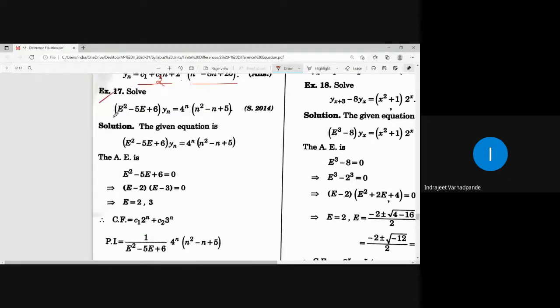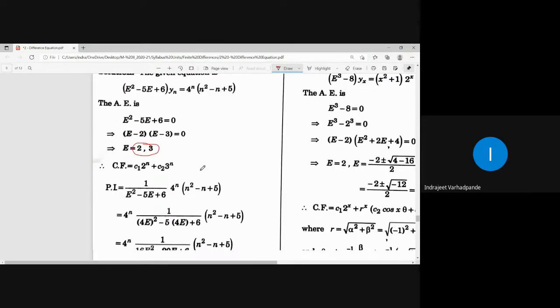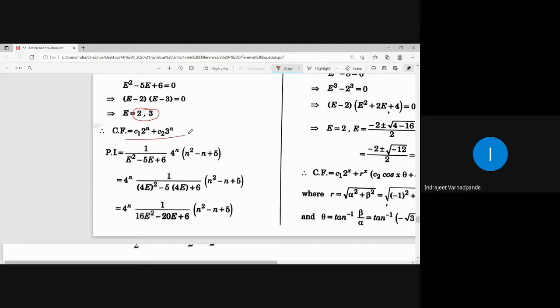Next example, solve E square minus 5E plus 6 into yn is equal to 4 to the power n into this term. Similarly, it is always beneficial to write it in the operator form E. Here, for our convenience, the question itself appears in the operator form. So I have taken down the roots. The roots are coming out as 2, 3. CF is written as C1 into 2 to the power n plus C2 into 3 to the power n.